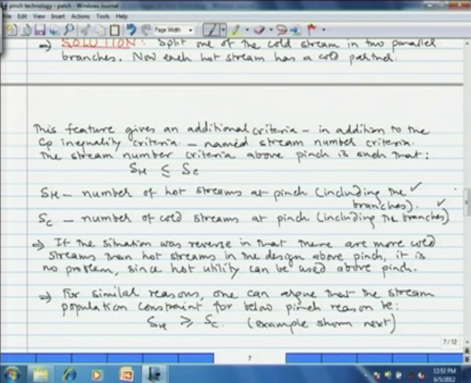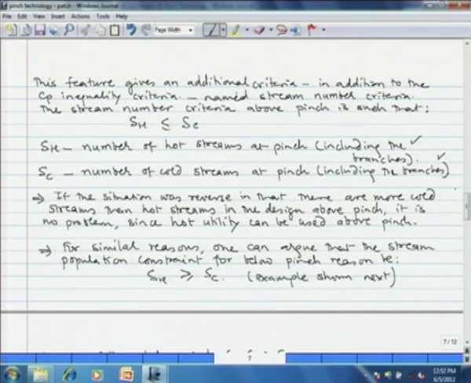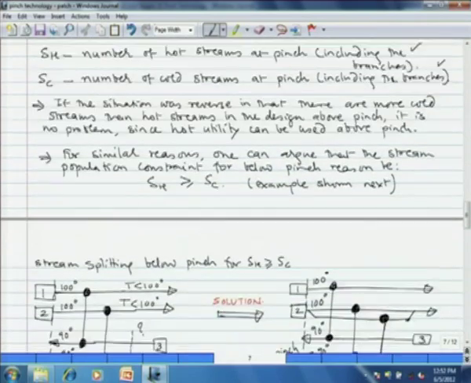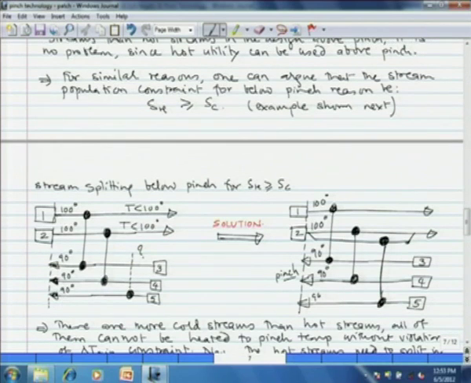If the situation was reverse, in that there are more cold streams than hot streams in the design above the pinch, it is no problem, because we are allowed to use hot utility above the pinch region. So, if a cold stream does not have a partner in the above pinch region, we can match that cold stream with hot utility. For similar reasons, one can argue that the stream population constraint for the below pinch region should be SH greater than or equal to SC.